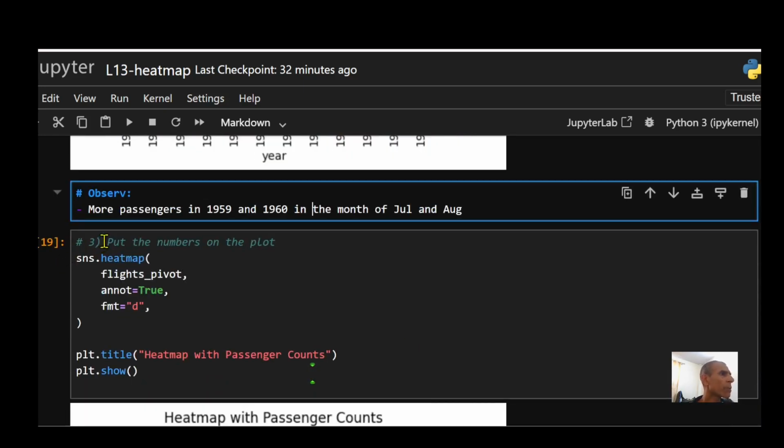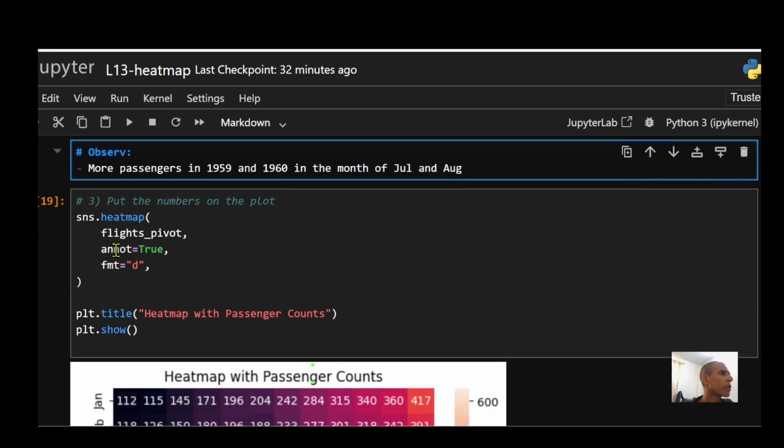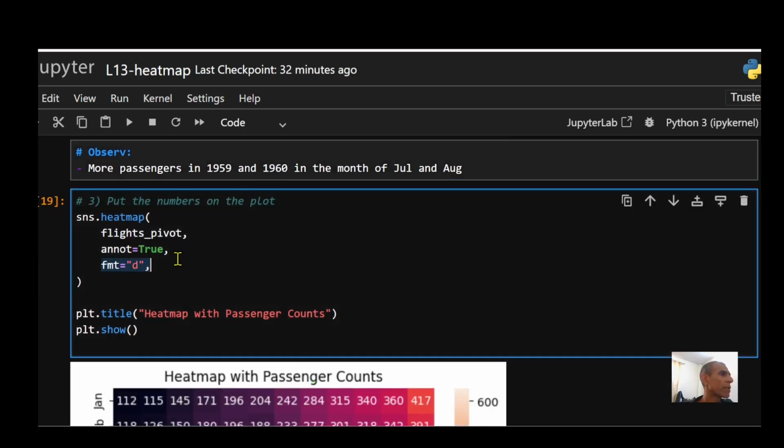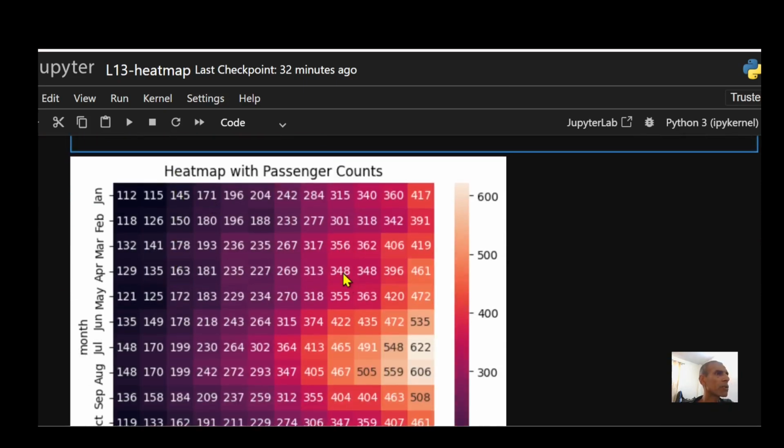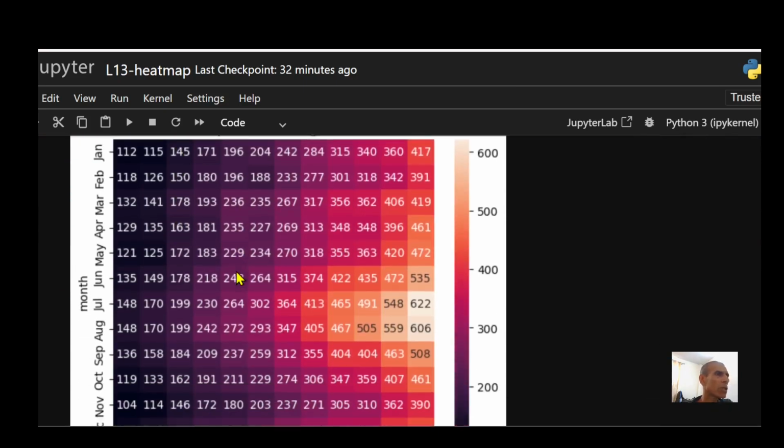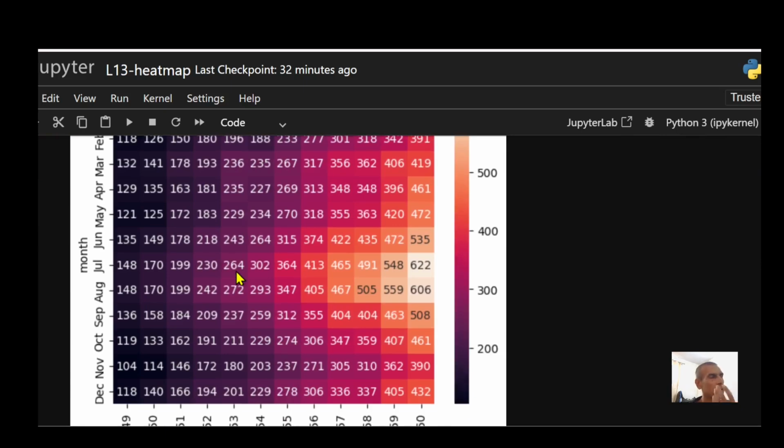What if you want to put the numbers on the plot? You can do that too. All you have to do is put fmt equal to d right here and put annot equal to true. When I do this, you can see the numbers on this heat map. So if you want to see the numbers, this helps you. You have that option.